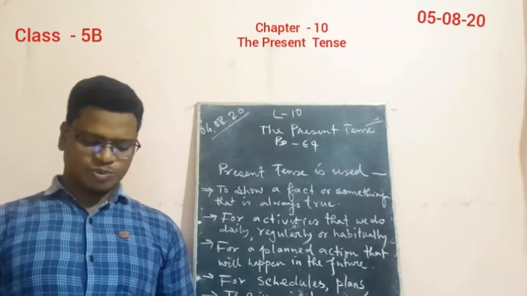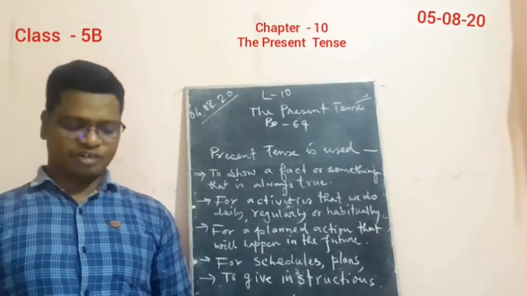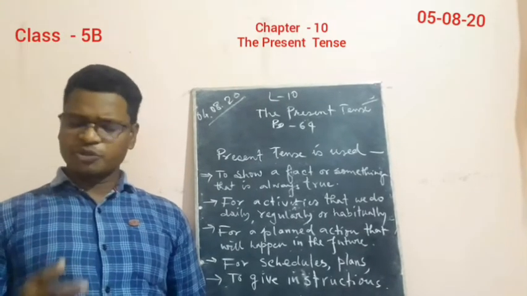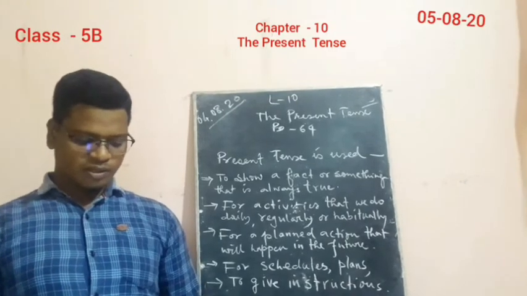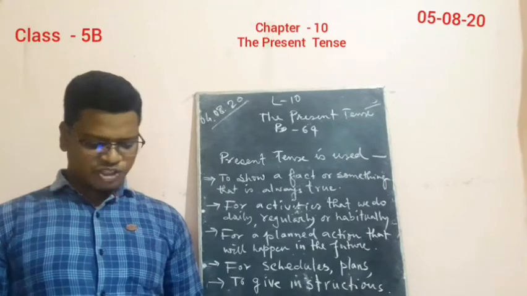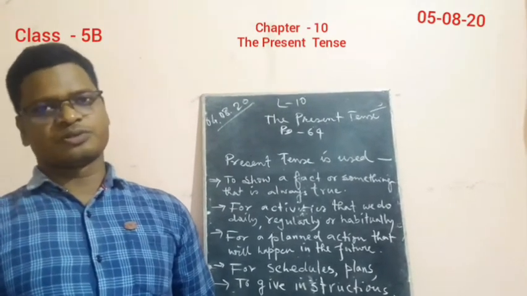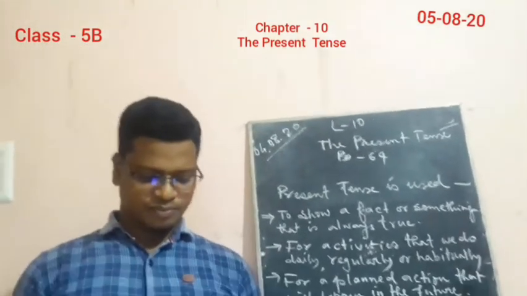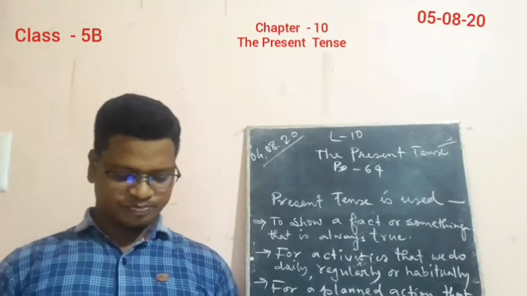We use this tense with a few adverbs to indicate something that happens rarely. We use it in news, reported speech, such as in sports commentaries, a narration of books and stories, etc. For schedules, plans and programs, to give instructions. So for all these things we use the simple present tense.